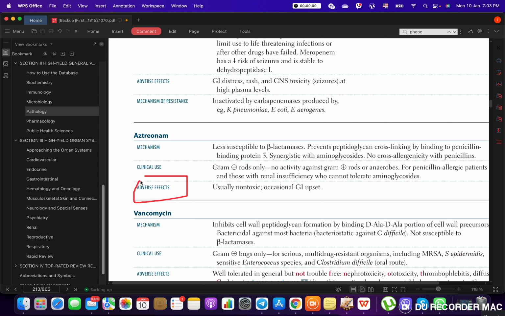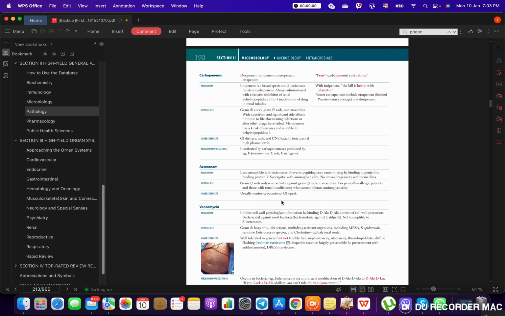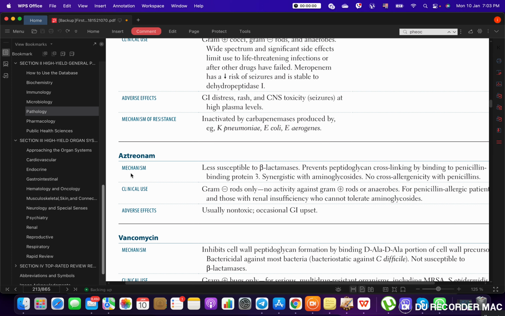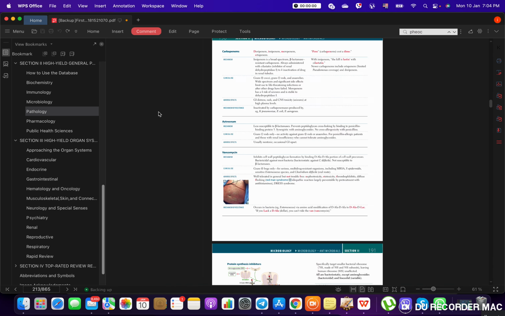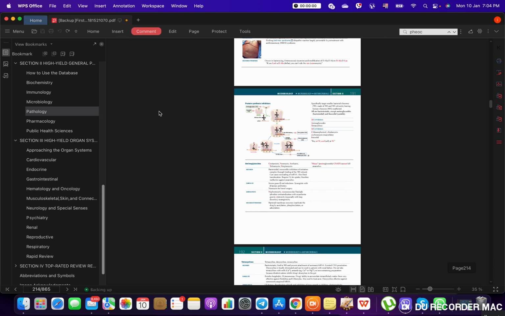The adverse effect, it's usually not toxic, some GIT upset. Wow, nice drug. Should we use it always? The answer is no, because of the resistance. Yes? Okay, good. So that's all of the beta-lactam antibiotics.